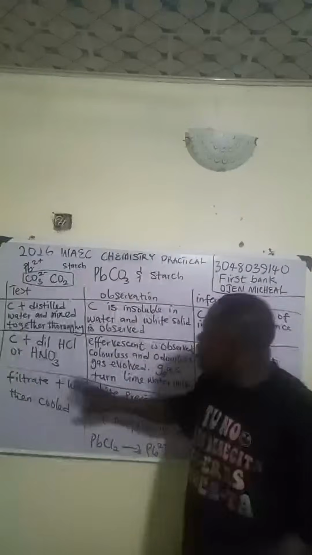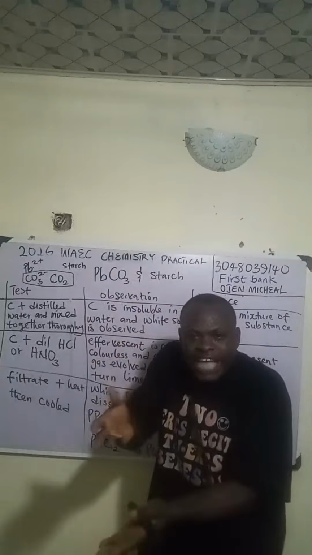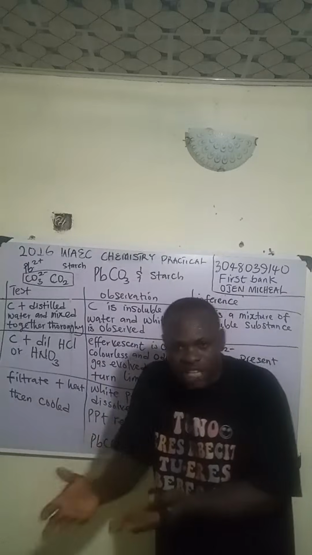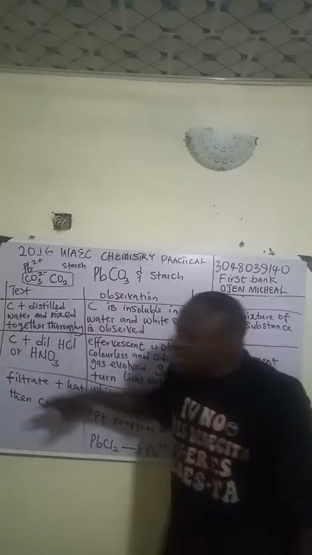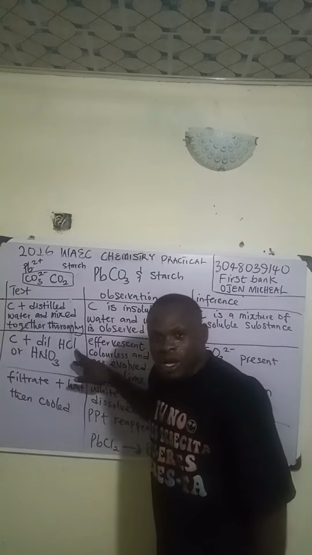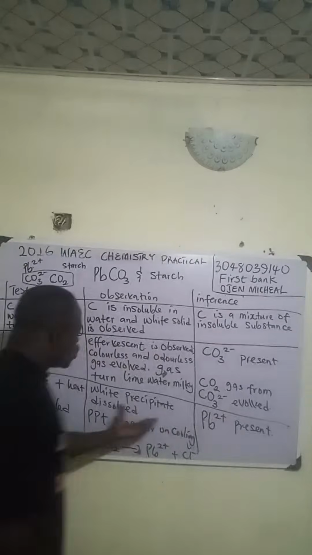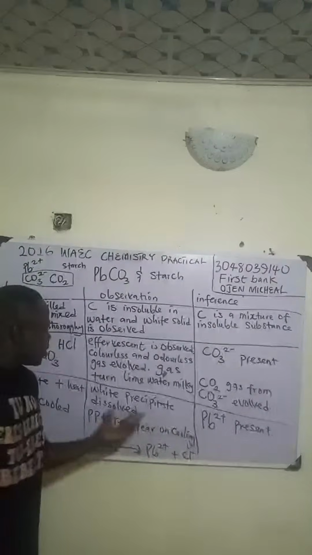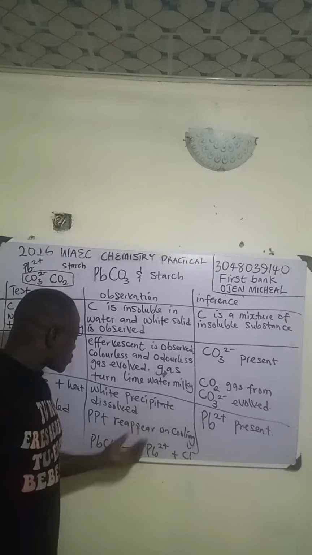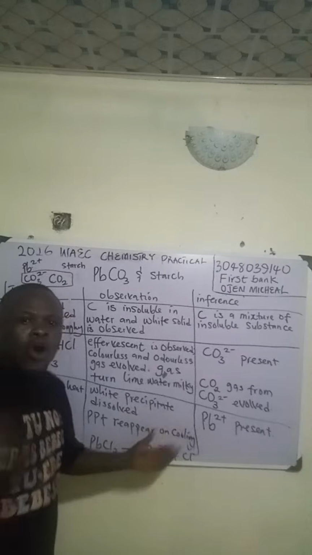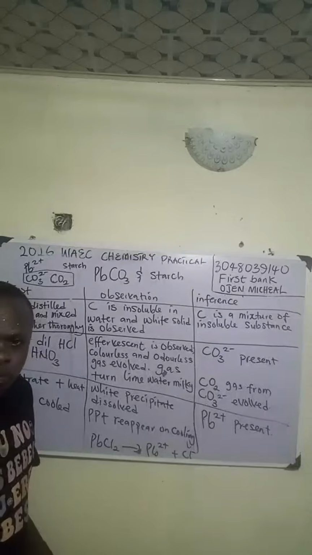It says filtrate. After this, you are going to filter it. Of course, starch is the residue. You now get the supernatant, that is the upper one. You now heat it if it is HCl. When you heat it, what you are going to see is this: the white precipitate will dissolve. Now, the precipitate will reappear on cooling. When you allow it to cool, all this information will be given to you.